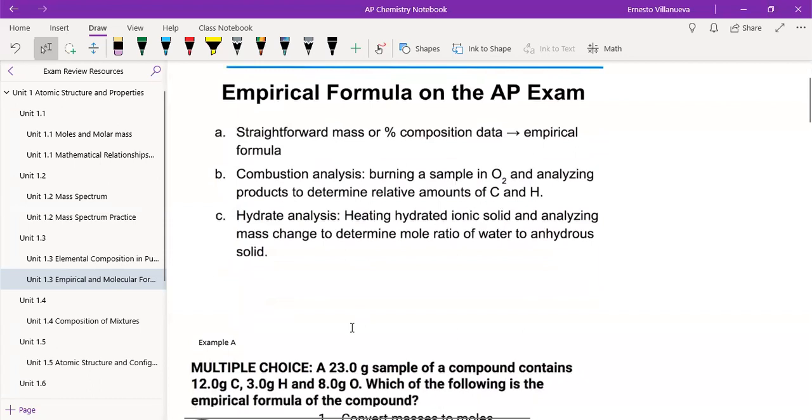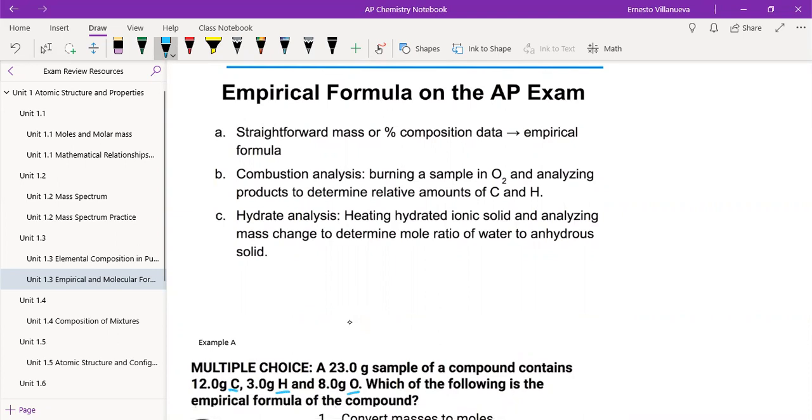All right, let's take a look. So we have a question here that says a 23.0 gram sample of a compound contains 12 grams carbon, 3 grams hydrogen, and 8 grams oxygen. Which of the following is the empirical formula of the compound? Well, we have all the masses there. These are the masses of individual elements.